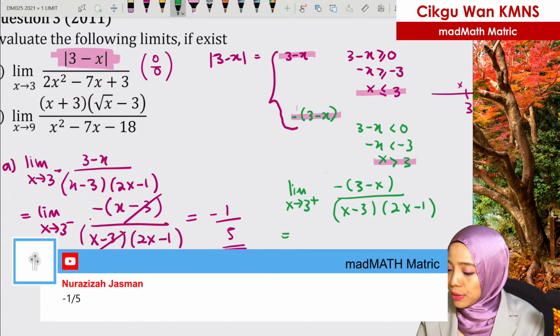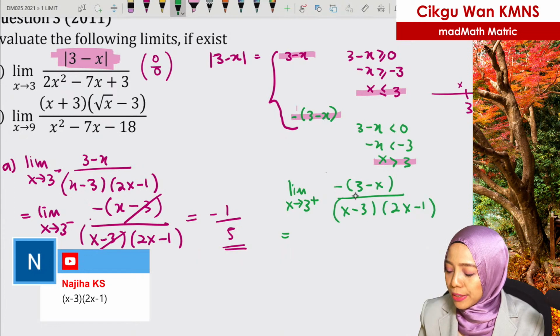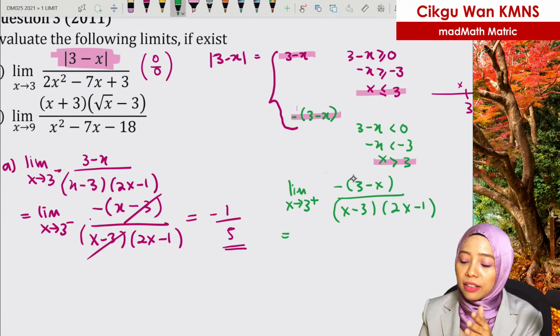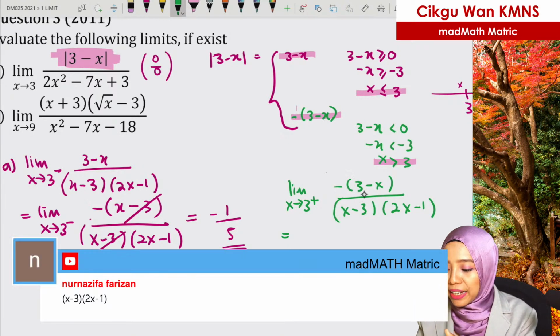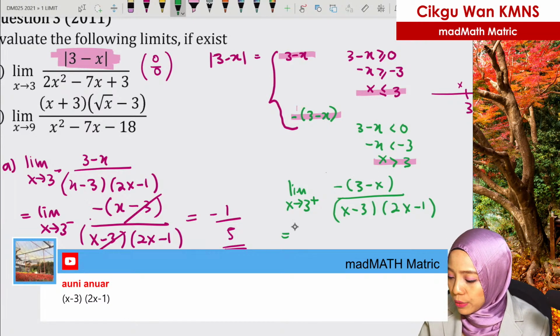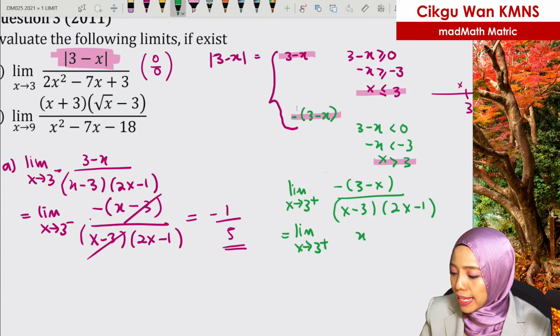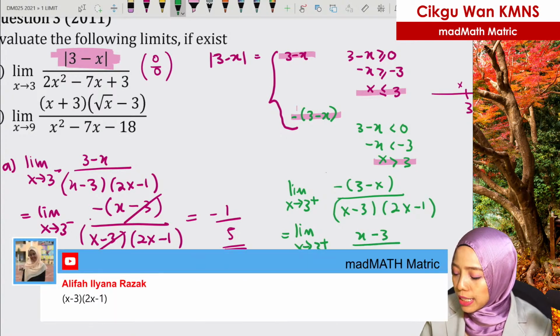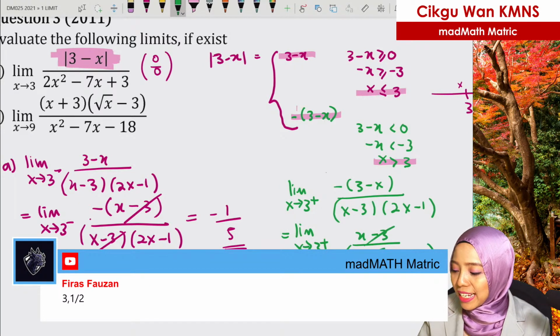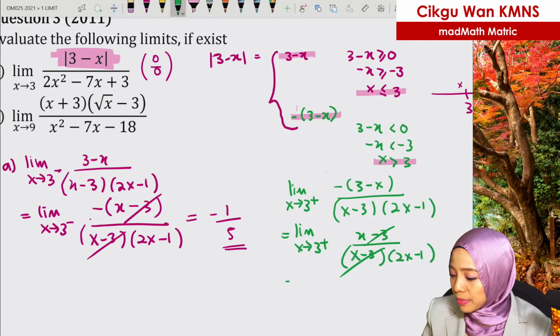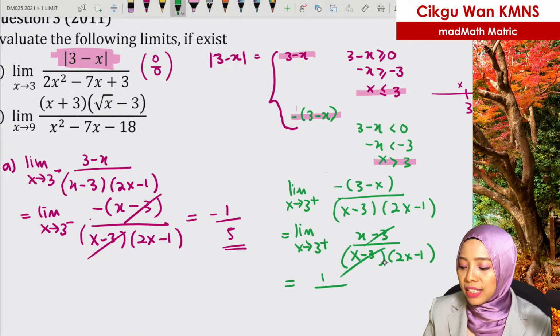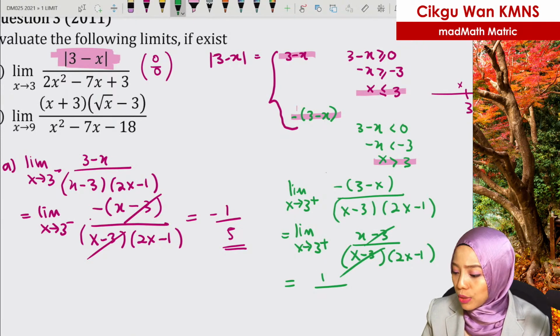Okay, so now, when you expand, it's up to you whether you want to take out the negative again or expand. If you expand, you will get the limit as x approaches 3 from the right. So it will give you x minus 3, x minus 3, and then 2x minus 1, and then you cancel top and bottom. It will give you 1 over 3 times 2, 6. 6 minus 1, 5. So it will give you 1 over 5.